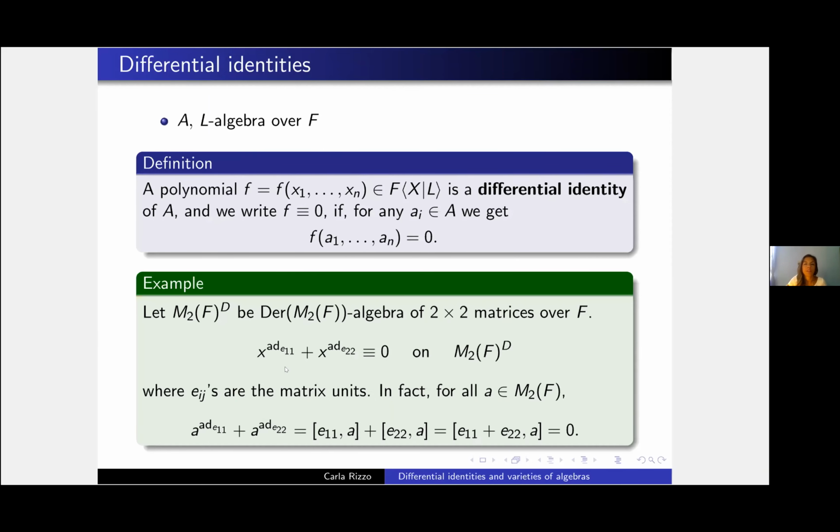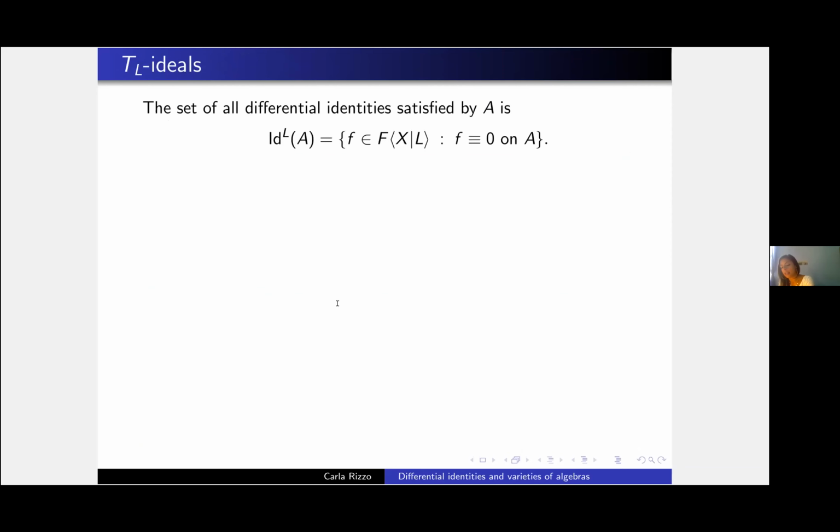of A. An example of a differential identity is this polynomial, which is a differential identity for the 2 times 2 matrices regarded as an L-algebra, where L acts as the Lie algebra of all derivations. So, as in the ordinary case, in order to study polynomial identities, it's interesting to consider the set of all differential identities of a given L-algebra. This set, as in the case of ordinary identities, is a T_L-ideal of the free L-algebra. That means it is a two-sided ideal that is invariant under all the endomorphisms of the free algebra, and also invariant under all endomorphisms of the universal enveloping algebra.